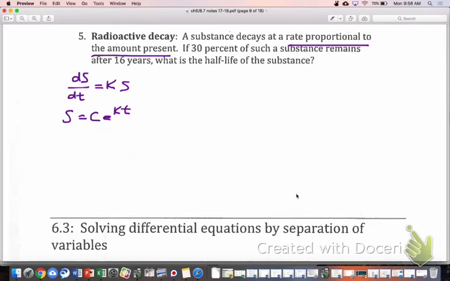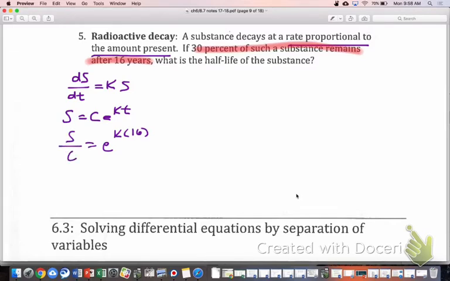This phrase right here, here's my thought. You can tell me what you think about this if you want. It says 30% remains after 16 years. This doesn't give you 30 grams or 30 pounds or 30 ounces, whatever it is. It says 30% remains after 16 years. So it's pretty clear that we would plug in a 16 for the t value. So k times 16.